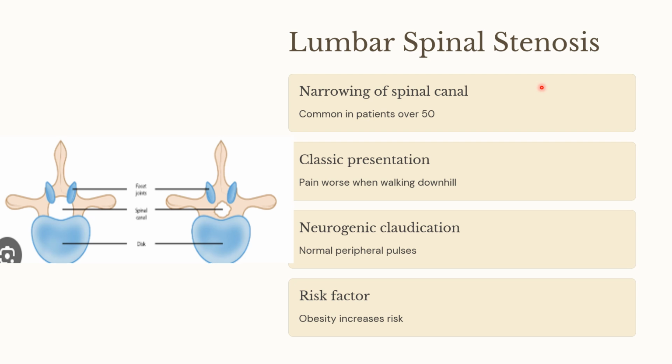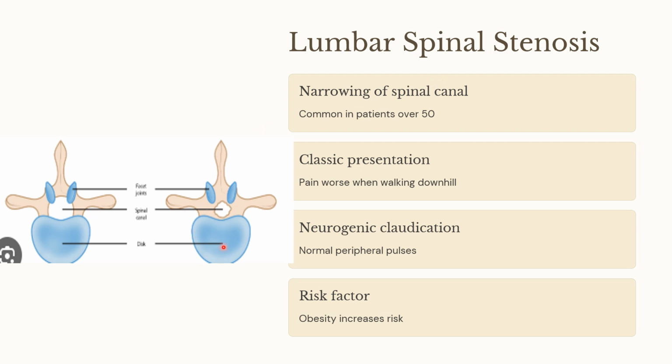Lumbar spinal stenosis. So this is the lumbar spine. It is supposed to have this much width and area, but if there is stenosis of the lumbar spine, then it is known as lumbar spinal stenosis. This is narrowing of the spinal canal. It is common in patients over 50, and it is worse when walking downhill, because when walking downhill the patient has to extend or walk straight. They can't bend forward. In lumbar spinal stenosis, only if they bend forward will they have relief.